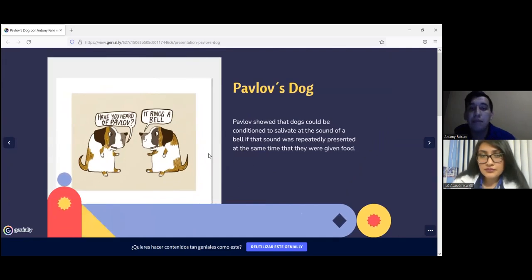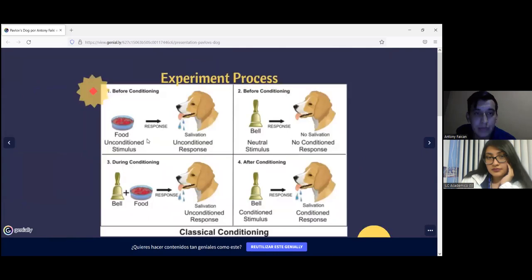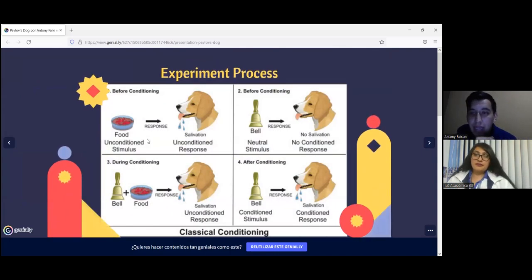Pavlov's dog. Pavlov showed that a dog could be conditioned to salivate at the sound of a bell if that sound was repeatedly presented at the same time that they were given food. This is the summary of the experiment. To be honest, this experiment is very simple, and that is the reason I could explain it with just one picture.